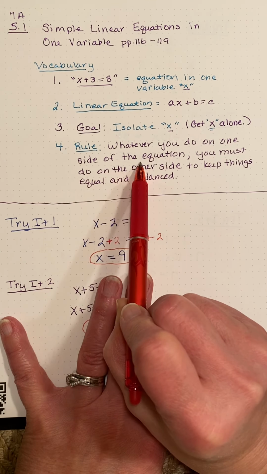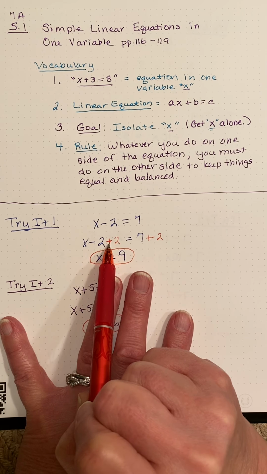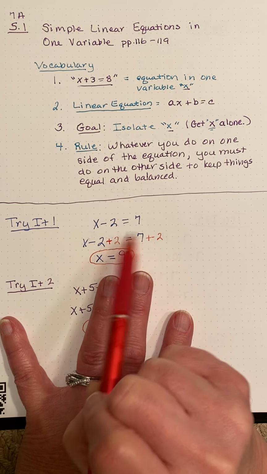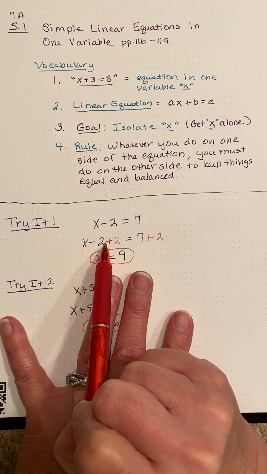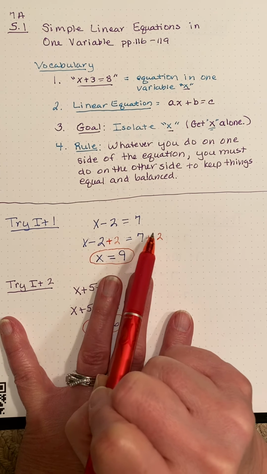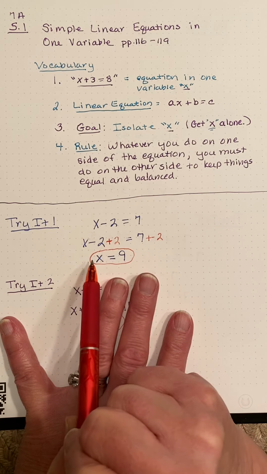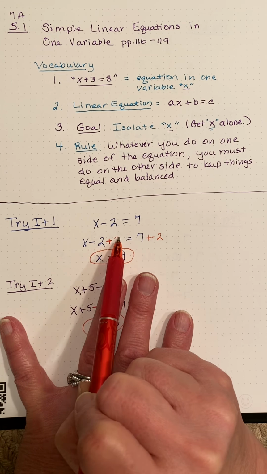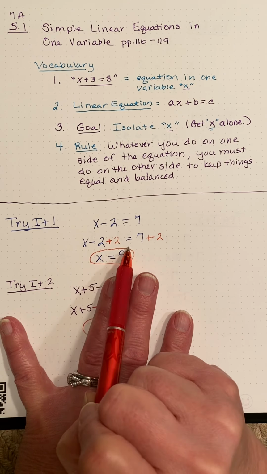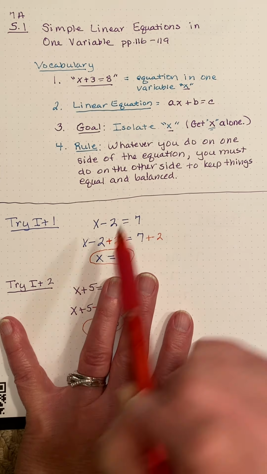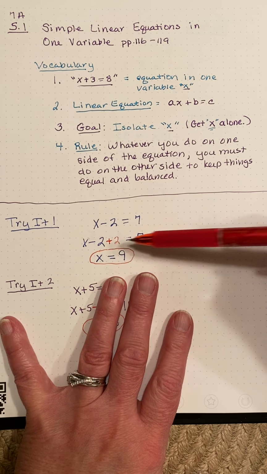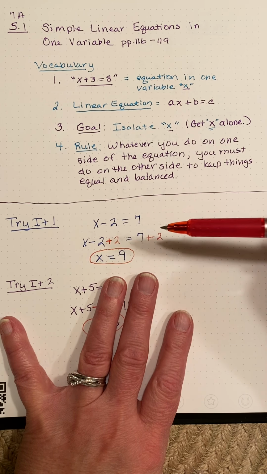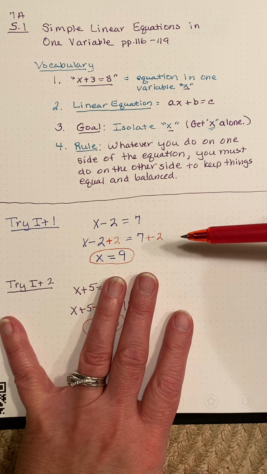But keeping the rule in mind, whatever I do on the left side, I must do on the right side, and vice versa. So I'm going to add 2 to get rid of the negative 2, and I'm going to add 2 on this side. Therefore, this basically eliminates, and I'm left with x equals 9, 7 plus 2. You do need to do these steps, as simple as it is, because like I just said a moment ago, it's not going to stay this easy, and you need to know how to do this.